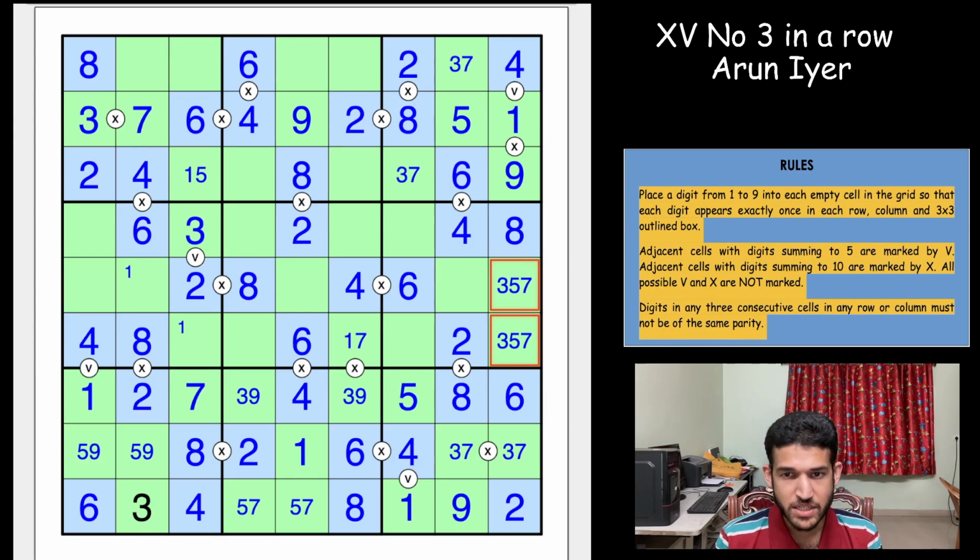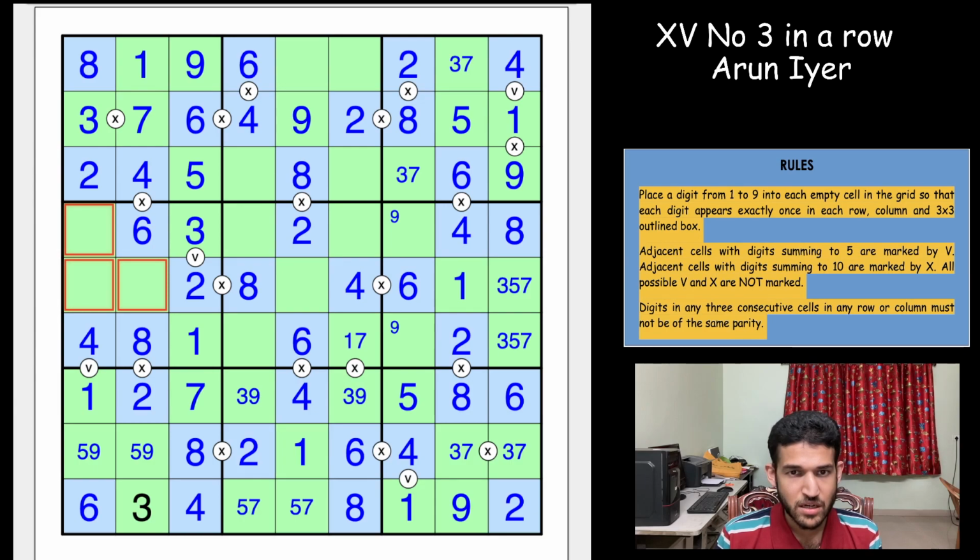And 9 in column 7 must go in one of these two cells. Okay, look where the 1 goes in column 8, goes here. And which means this is not 1, so 1 goes here. This becomes 5. This becomes a 9. This becomes a 1. And we can fill in these digits. They must be 5, 7, 9. You can't have 7 here. 5, 9.